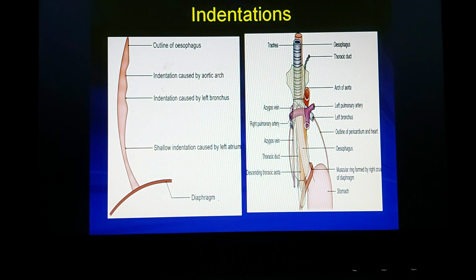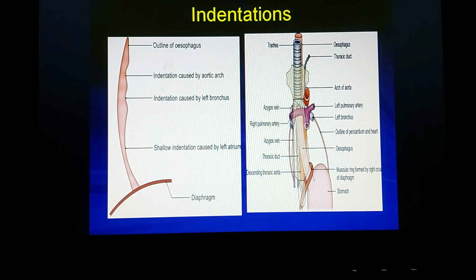So coming to these indentations. The first indentation is mainly caused by the aortic arch. Here we can see this. So the first indentation is mainly by the arch of aorta. Next, the second indentation is mainly by the left bronchus. Here also we can see the left bronchus indentation.